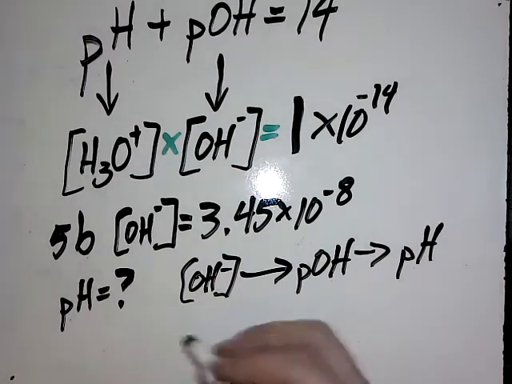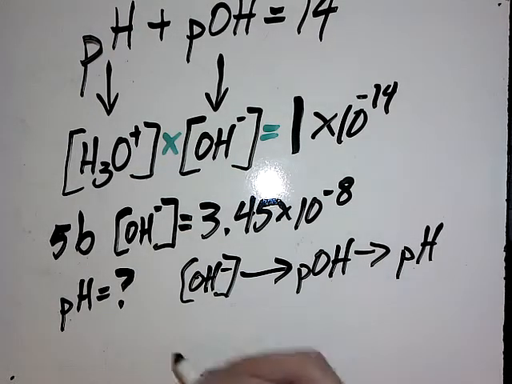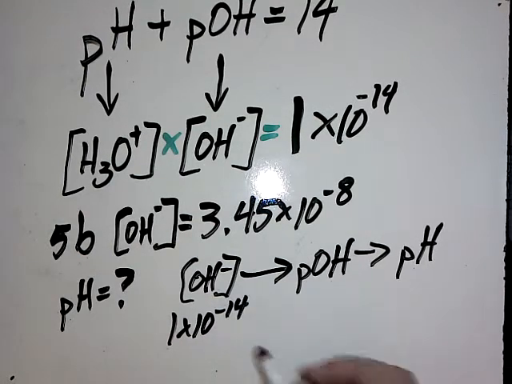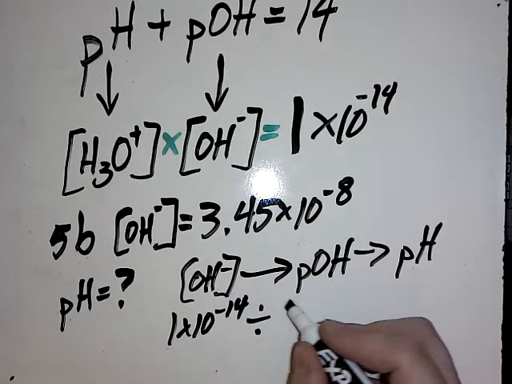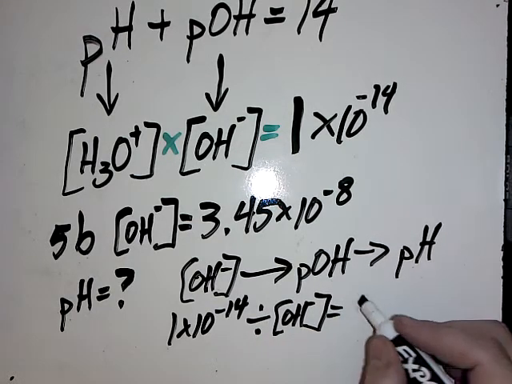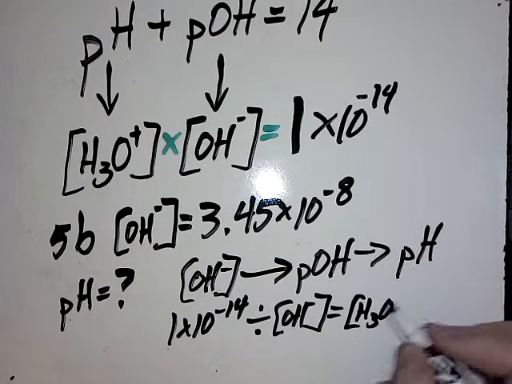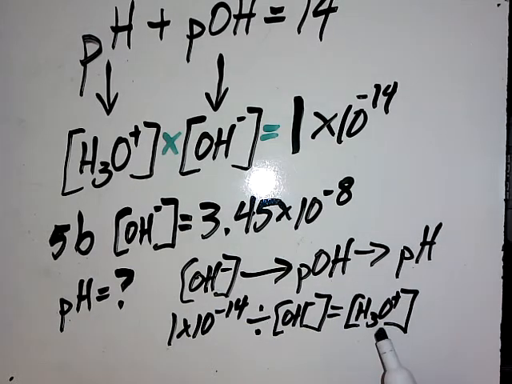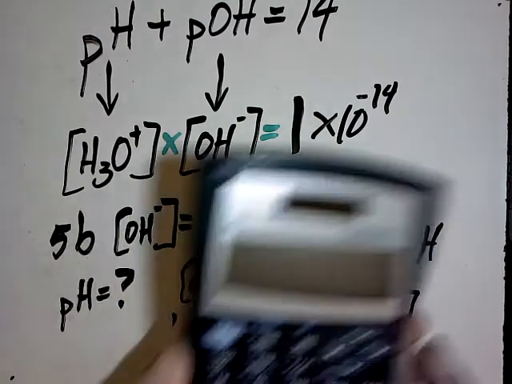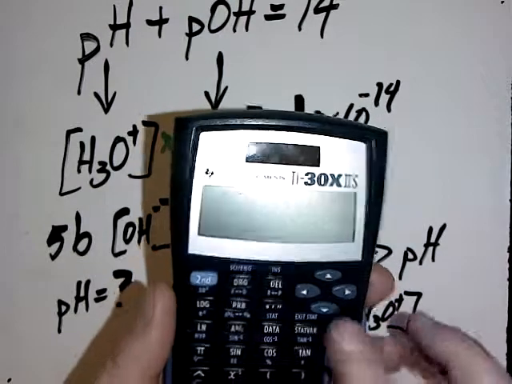But another way I could go is 1 times 10 to the negative 14 divided by OH is going to give me hydronium, and then I could just use my pH formula to get the pH from this. Either way you do it, it's going to give you the same answer. So let's do it this way right here. I'm going to take 1 times 10 to the negative 14. I'm going to get my calculator and wake it back up.